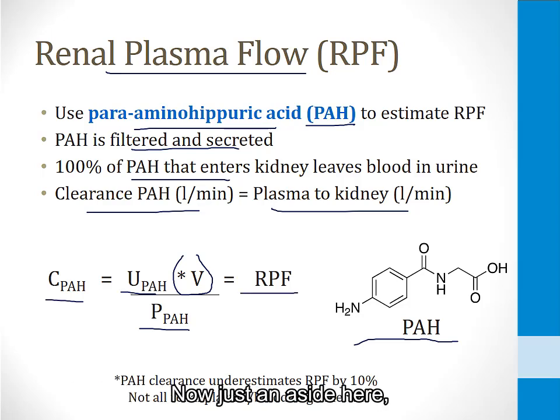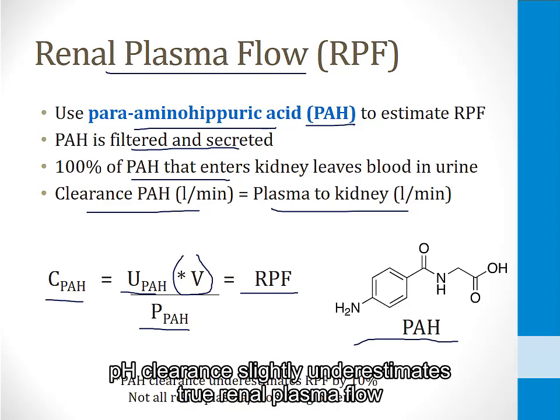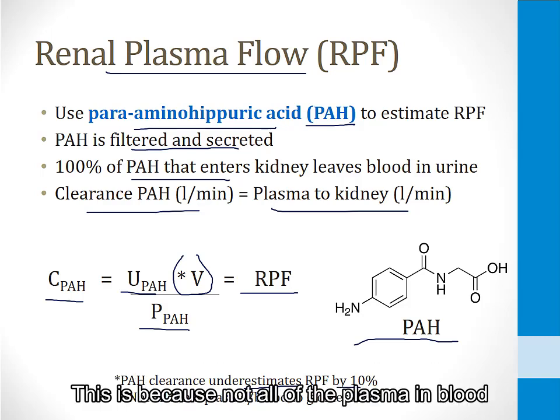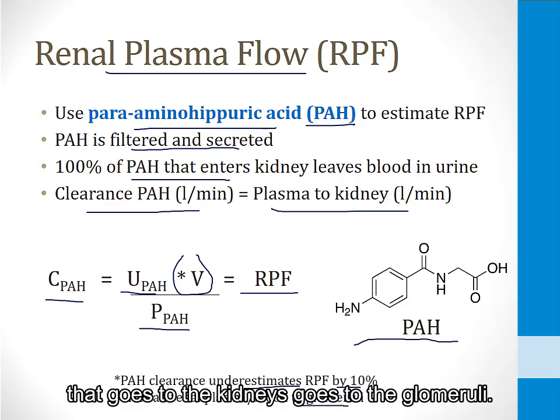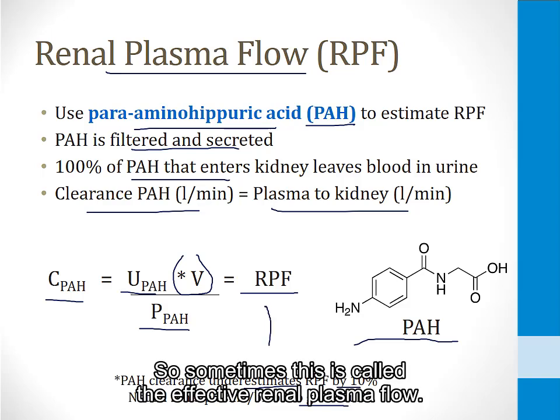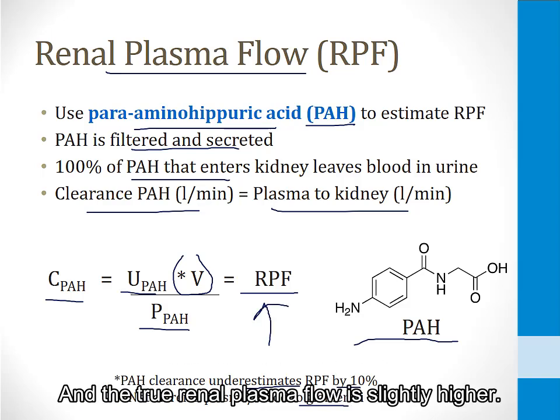Now, just an aside here, PAH clearance slightly underestimates true renal plasma flow by about 10%. This is because not all of the plasma and blood that goes to the kidneys goes to the glomeruli. Some go to other non-glomerular structures. So sometimes this is called the effective renal plasma flow, and the true renal plasma flow is slightly higher.